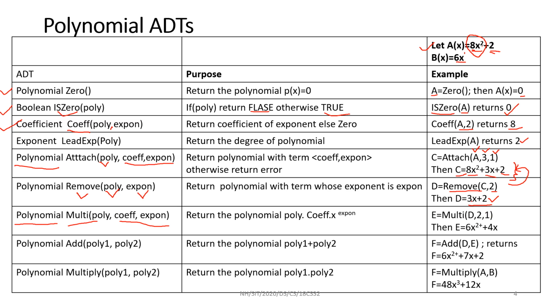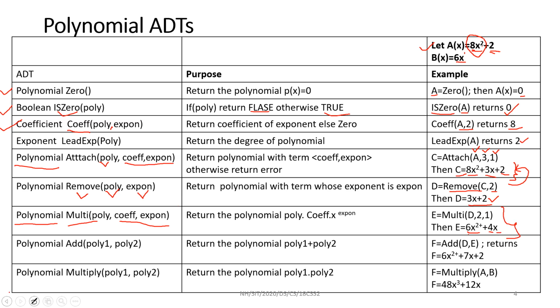2x into 3x. 3 into 2, 6. x into x square. So 6x square. 2x into 2. 2 into 2 is 4. Then x. That is multiplying one term to the polynomial. That is about multiplying a term to the polynomial.